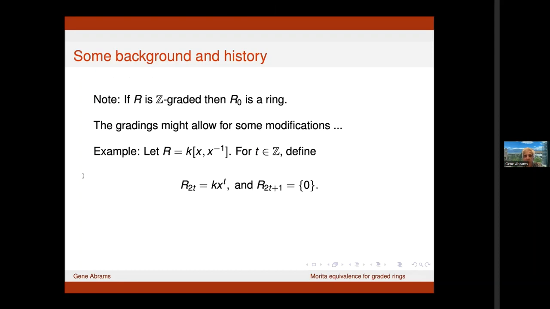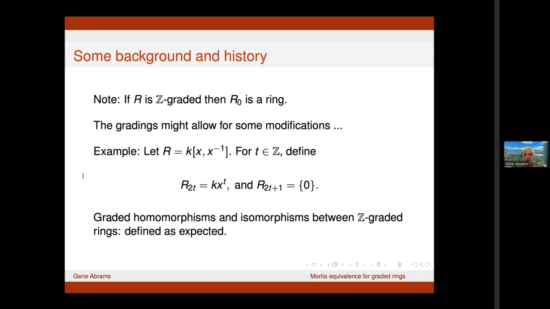Okay, so what we will wind up looking at is just because you hand me a ring and there's sort of a clear Z grading on it, doesn't mean that you can't somehow change the grading around a little bit. For example, if I go back to this Laurent polynomial ring, if you simply define the even components to be kx to the t and the odd components to be zero, you get a perfectly good grading on the ring. It's the same ring, you've just graded it in a different way.